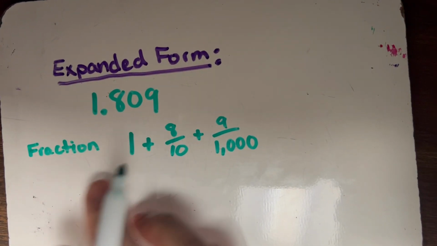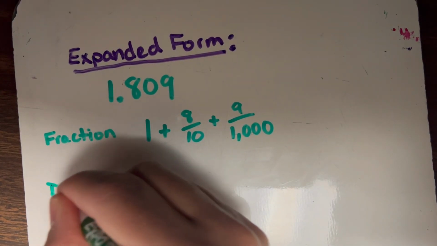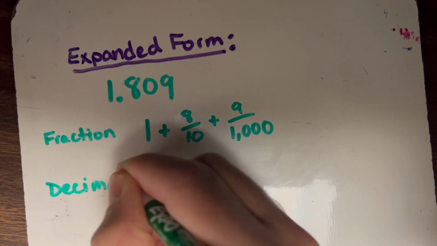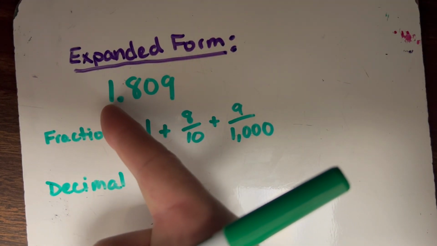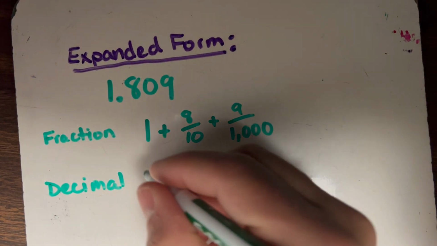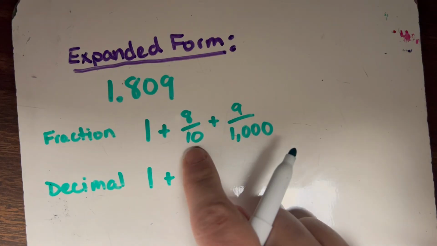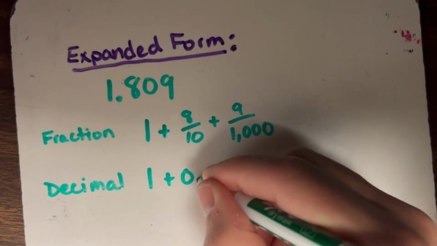Then there's a way to do it in decimal form. So underneath that, we're going to write decimal. And for this one, you start the same way. This is not a decimal. That's one whole, like $1. So I'm going to put the 1 out front. But instead of doing 8/10 like this, I'm going to write it as 0.8.